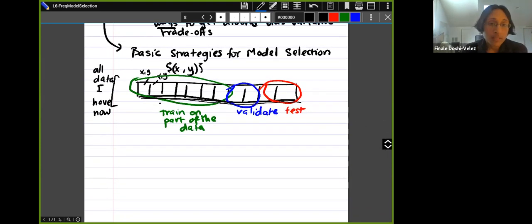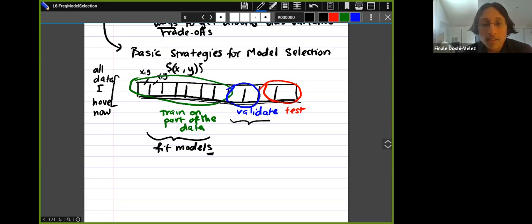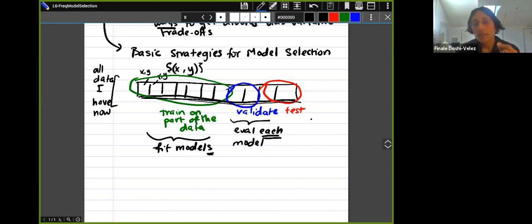So this part is kind of easy to understand. This is where we fit the model. Fit models, actually, because our whole goal is model selection. Then what's the goal of the validation piece? With the validation set, we're going to evaluate each model on the validation set. And that will give us scores for every single model.